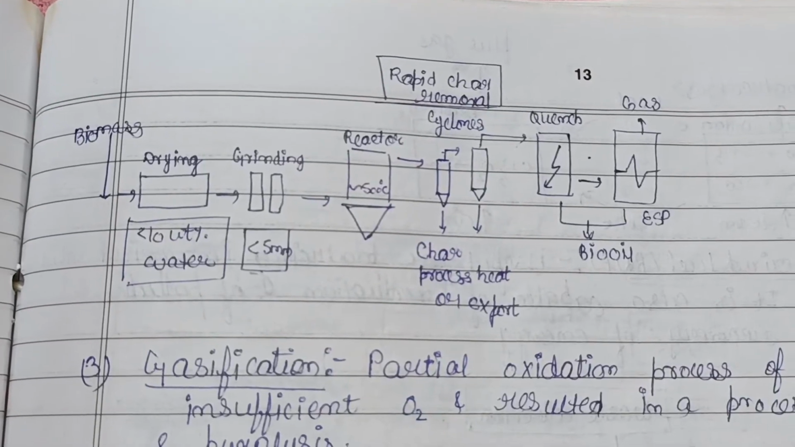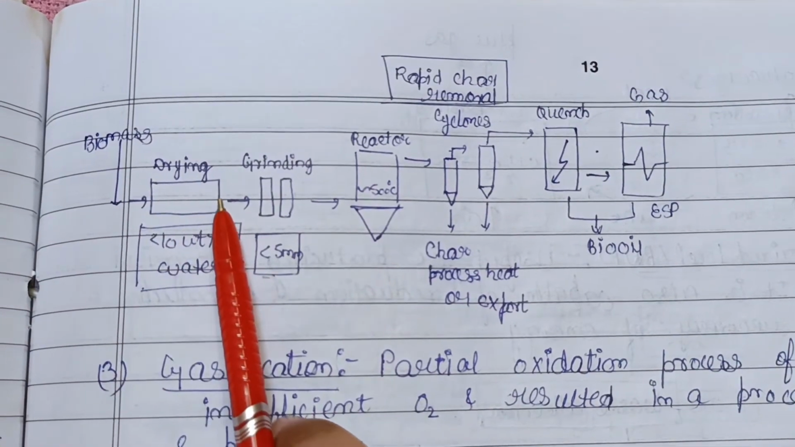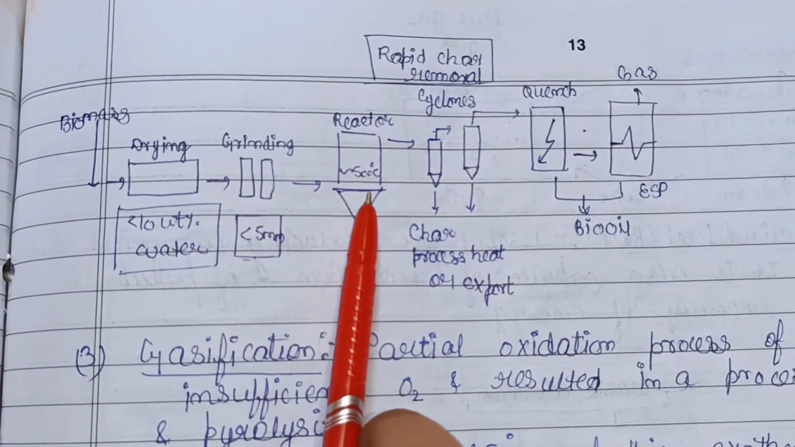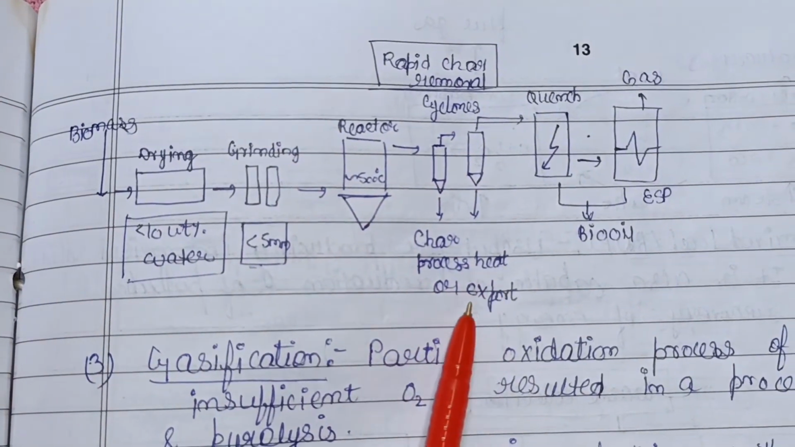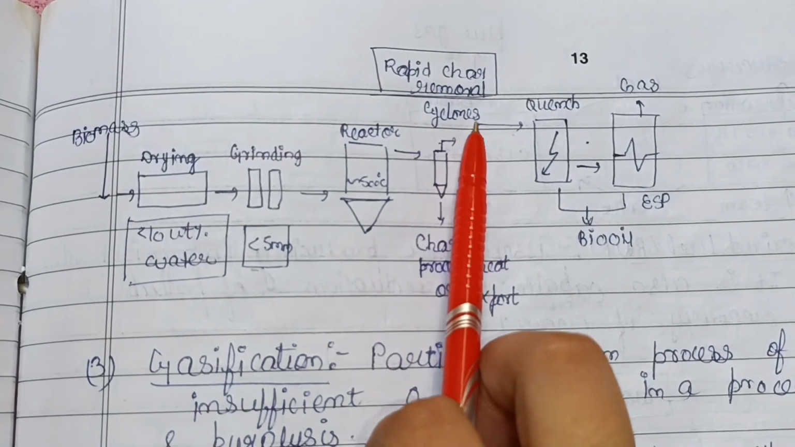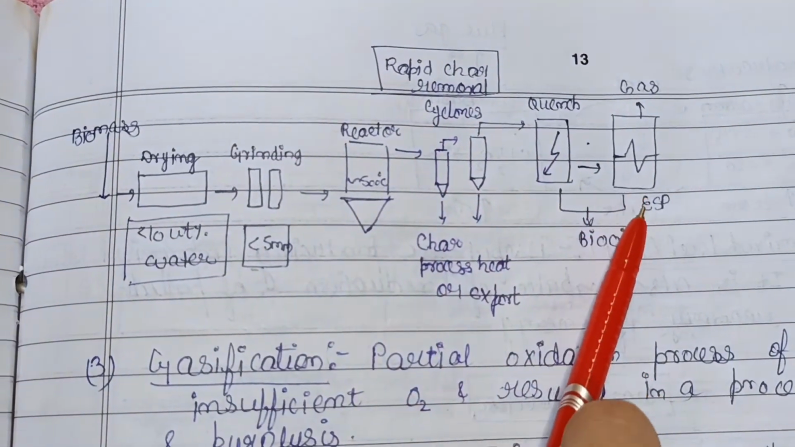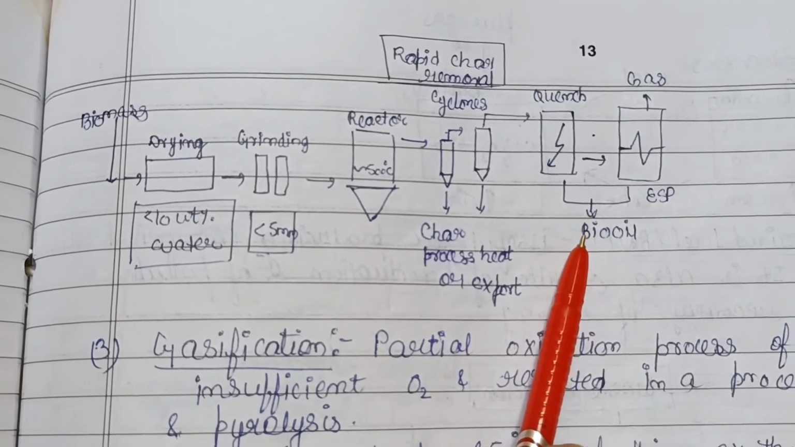So this is the diagram representing the pyrolysis method. Biomass, then its drying, grinding, and in the reactor, at above 500 degrees Celsius temperature, char process heat is exported from here. Rapid char removal from that is the byproduct, and at last gas is formed, or we can say bio oil is produced.